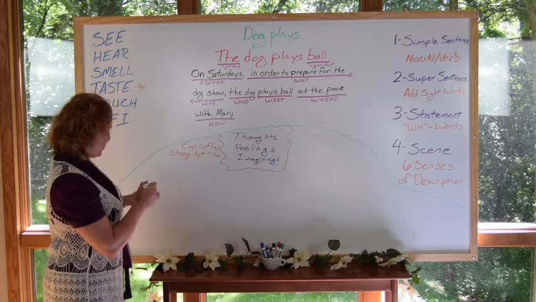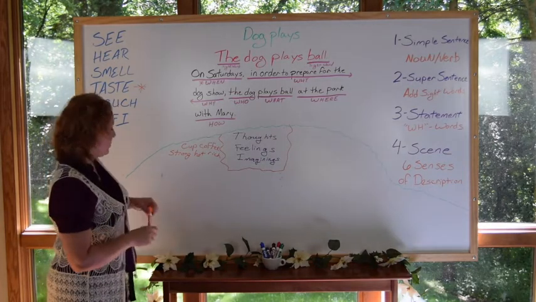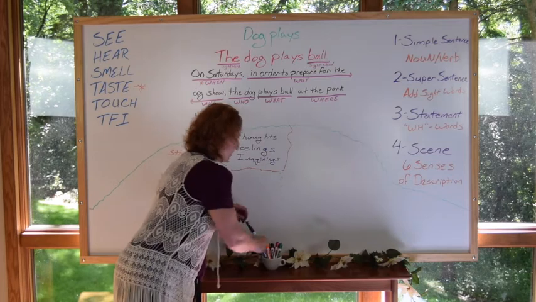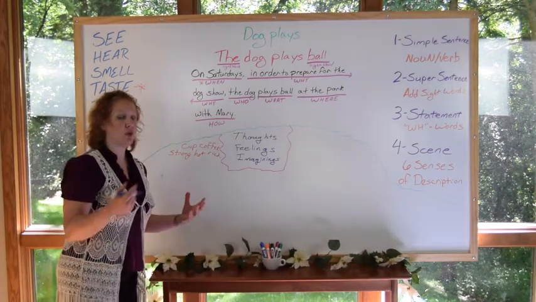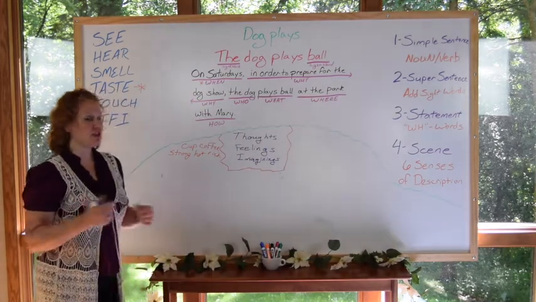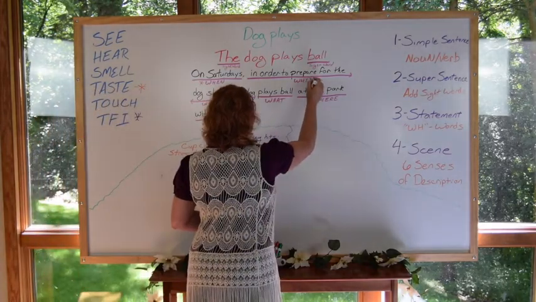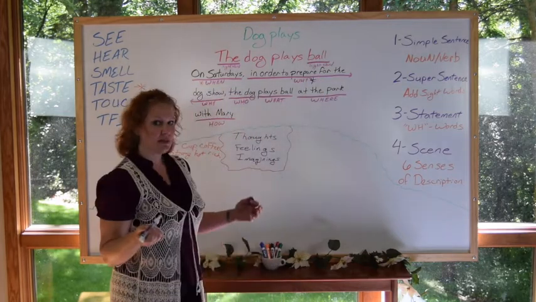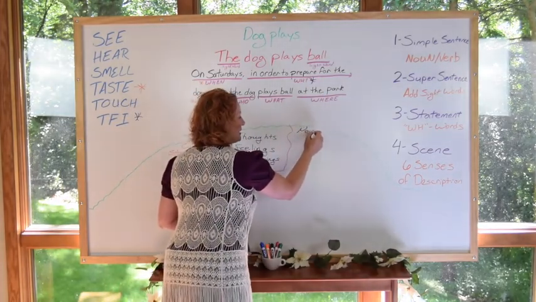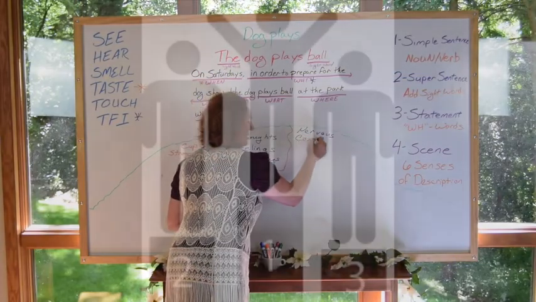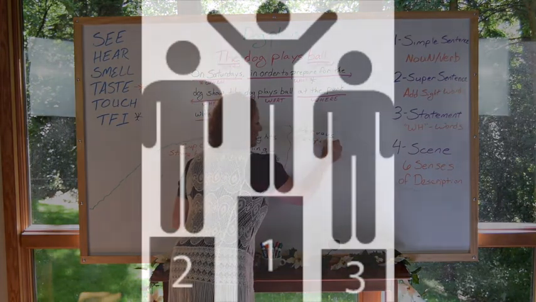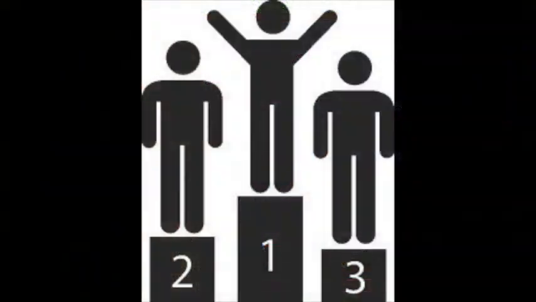Then let's move on to our why, in order to prepare for the dog show. This is a really great one to add our TFI to. How am I feeling? What am I thinking? What am I imagining about the dog show? So let's add our TFI to our why. And what are some of the things I'm feeling? Maybe I'm nervous. Maybe I'm imagining that it's more competition than ever. This is a feeling. This is an imagining.